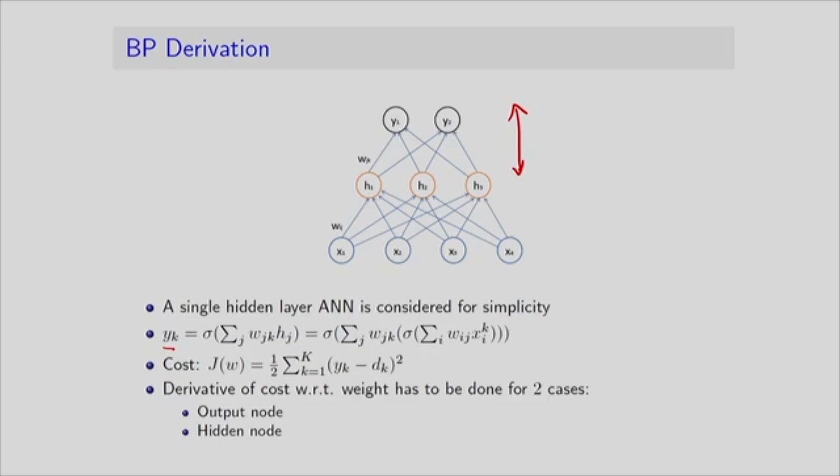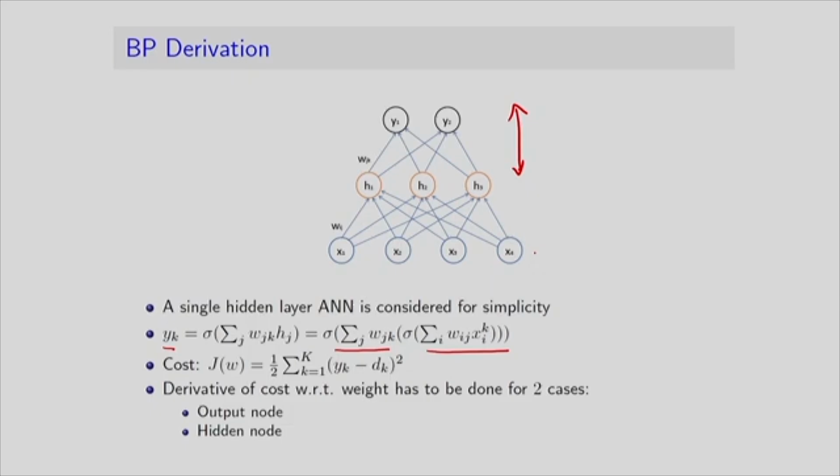So what is yk? Yk is nothing but sigma of the summation, where I am multiplying the inputs h1, h2, h3 with the corresponding weights wjk. I obtain this expression by replacing Hj by this one. So what is Hj? Hj is nothing but the output corresponding to the inputs x1, x2, x3, x4. So in terms of these, I can write Hj.